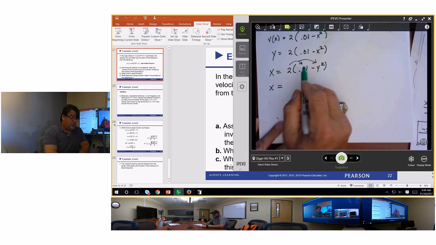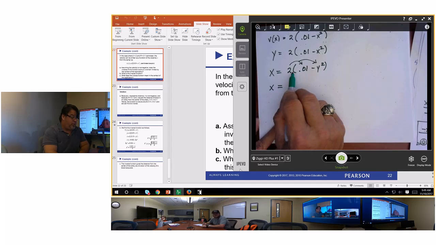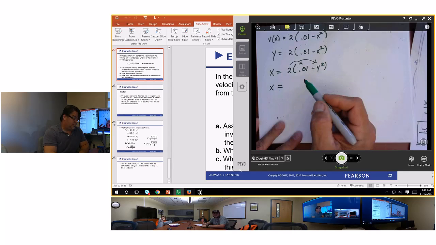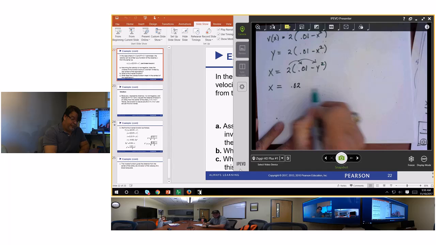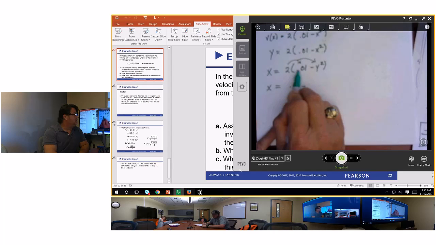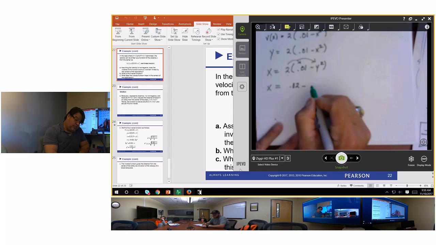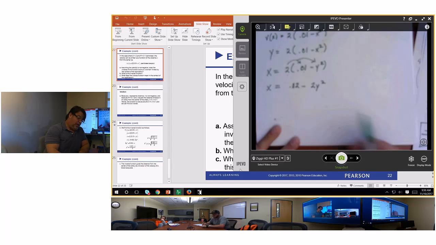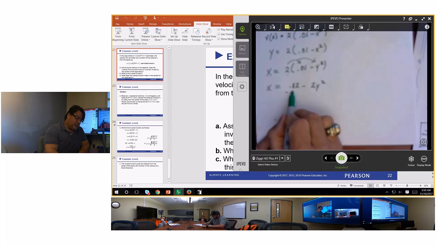All right, now this is some rough math here. 2 pennies is equal to what? 2 cents. Minus, I've actually had students put this in a calculator. 2 pennies is 2 cents. Minus 2y squared. Okay, now I'm going to subtract this 0.02.